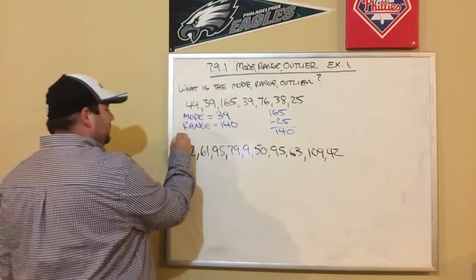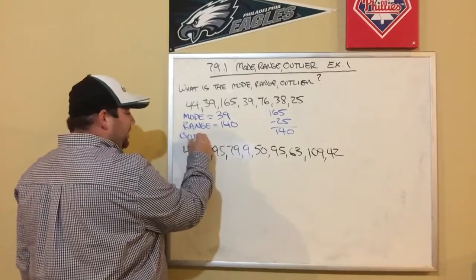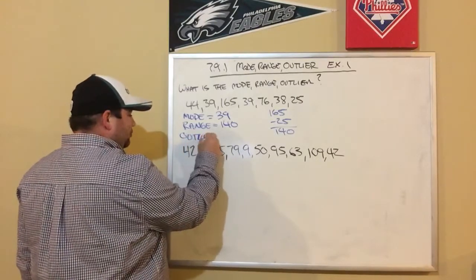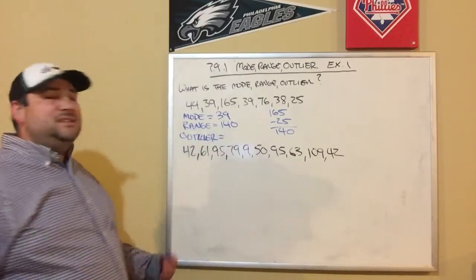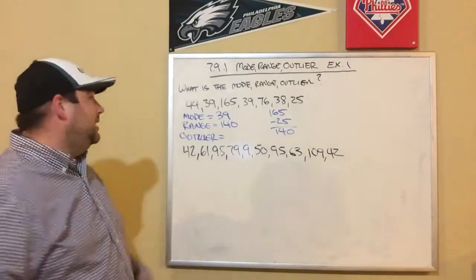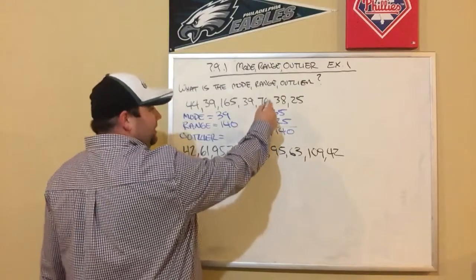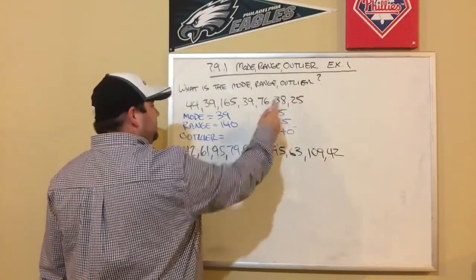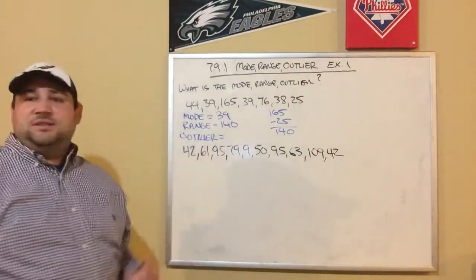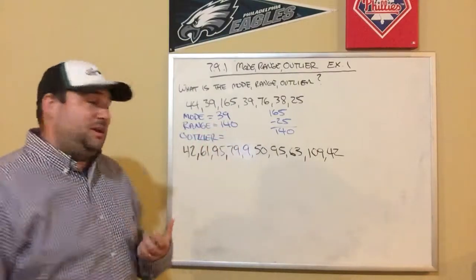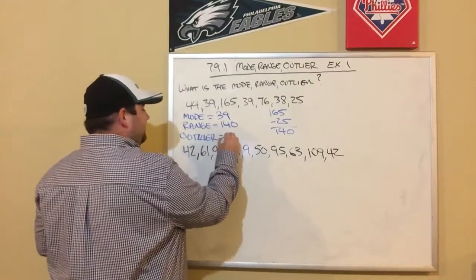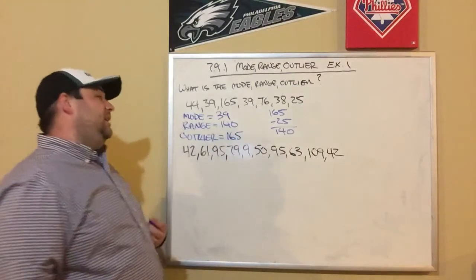Then finally, I'm going to look for an outlier. There won't always be an outlier. But in this case, I can clearly see a number that doesn't fit with the rest. I look, everything's kind of 44, 39, 39. Well, this one's all the way up at 76, but 38, 39, 25, they're all relatively close, but that 165 is way larger than the rest of those numbers. So 165 is definitely an outlier.